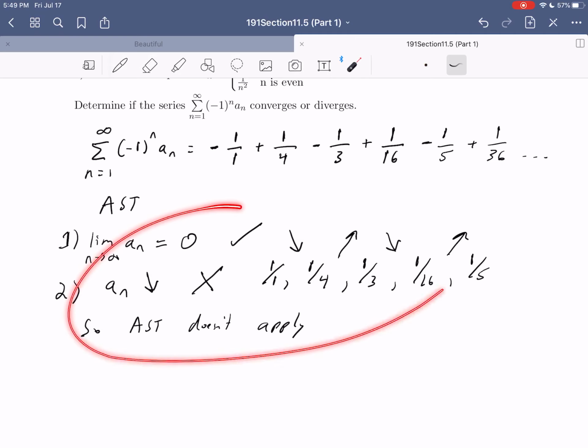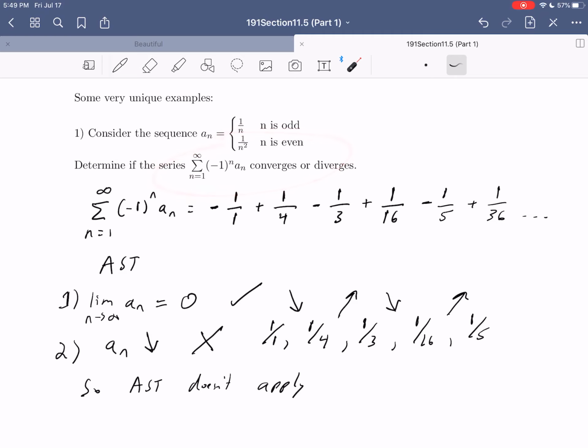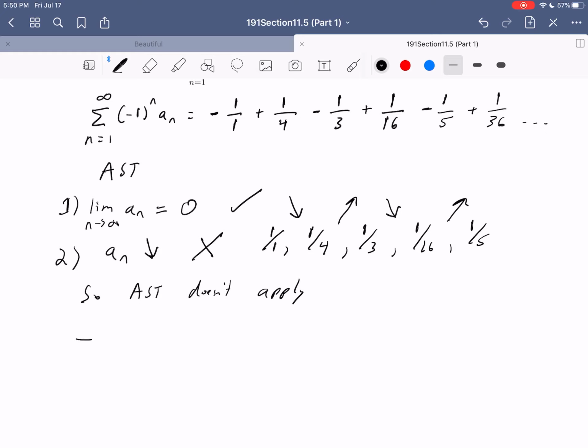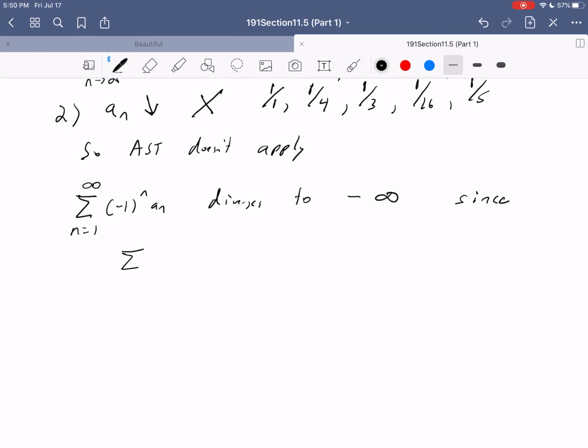So unfortunately, we can't use the test we just learned about. So what actually happens with this series, though? Well, it's a little tricky, but it shouldn't be too hard to see that this series is going to diverge. Why is that? Well, the sum from n equals 1 to infinity of (-1)^n a sub n diverges to negative infinity, since we know that the sum of 1 over n diverges, but the sum of 1 over n squared converges.